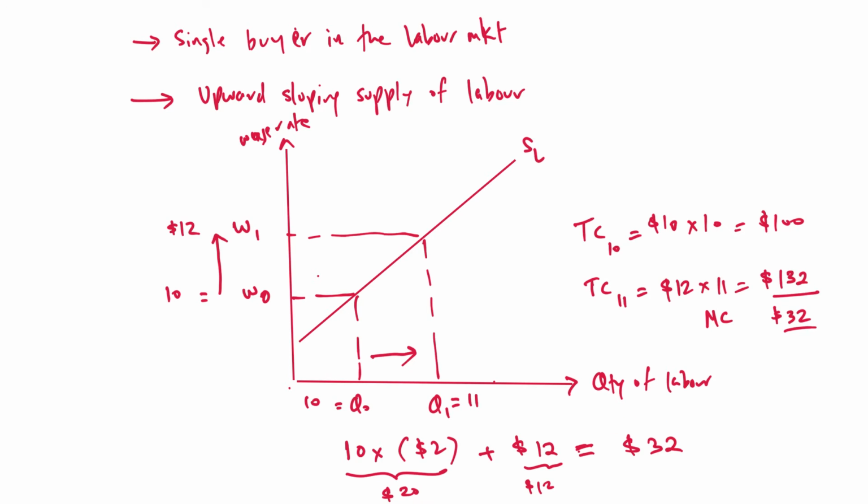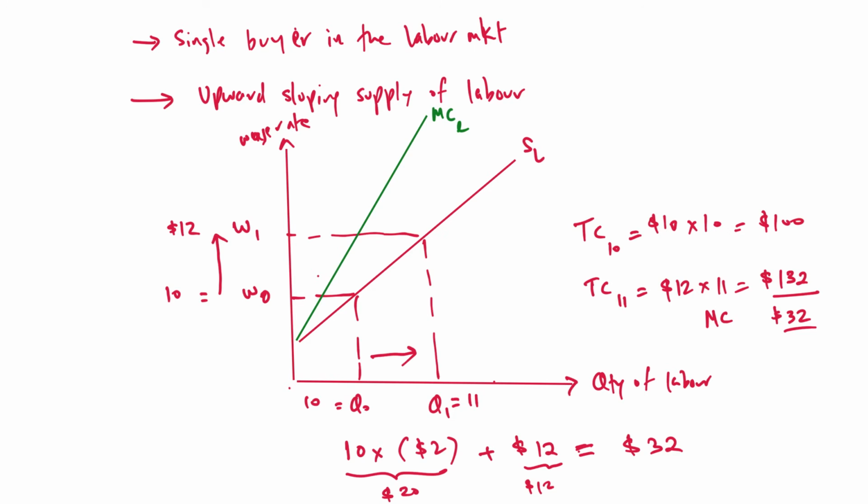So when the supply curve is upward sloping, remember this, that my marginal cost will always be above it. Be like this, which is above the supply curve. Marginal cost is above the supply curve because in order to hire an extra worker, you are not only paying that worker more salary, but also you got to increase the salary of all other workers.